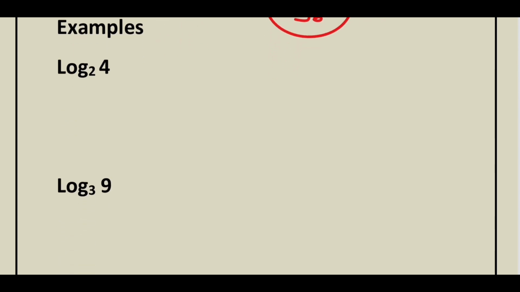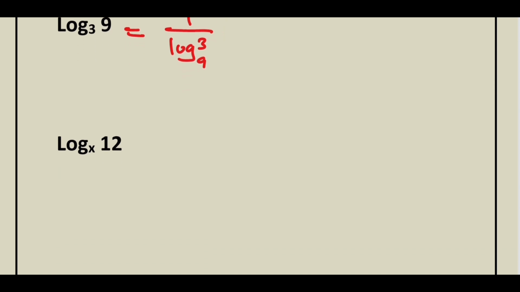For example, we have log 4 base 2. We can write this, and this one will become 1 over log 2 base 4. Then the next, log 9 base 3, this one will now become 1 over log 3 base 9.